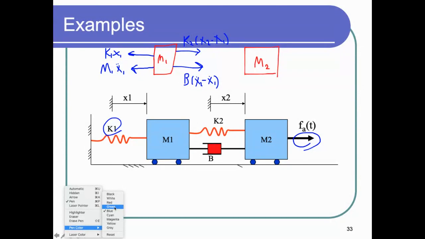Okay, but x1 is the displacement of m1, x2 is the displacement for m2. Okay, so here you are not trying to.